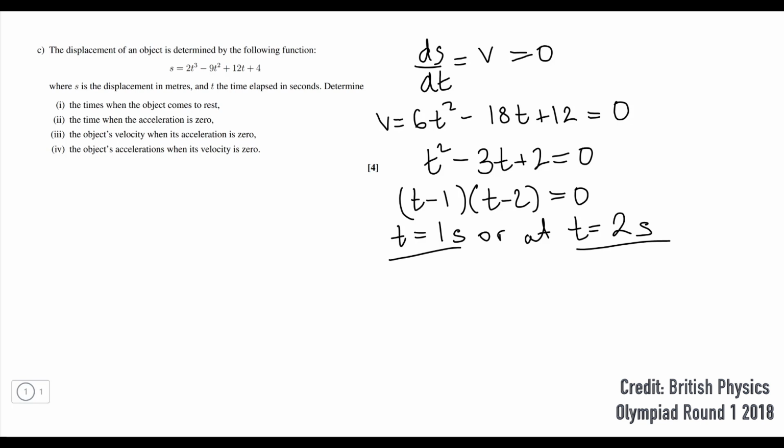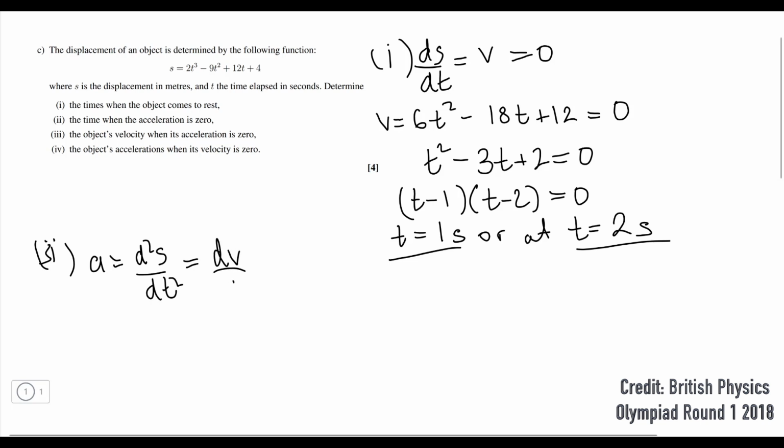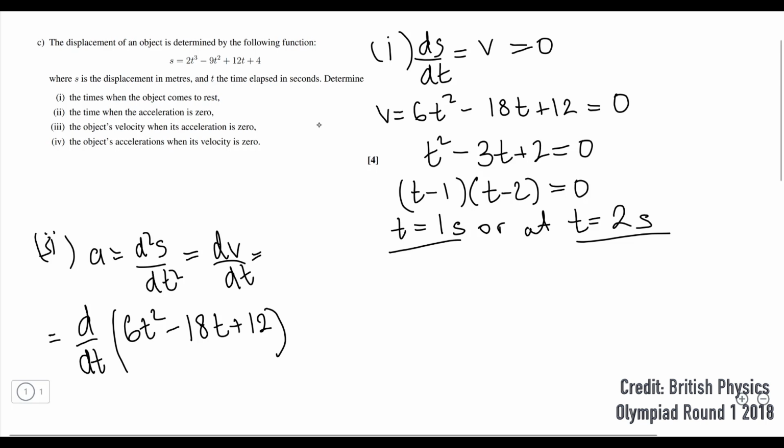Okay. And the next one, the time when the acceleration is 0. So this here was part I. The second part, II, we're going to be looking for the acceleration. Now, the acceleration, as we said, is equal to the second time derivative of the displacement, which is also equal to the first time derivative of the velocity. In other words, we need to differentiate this expression yet again with respect to time. Well, this is going to give me 12t take away 18, and this is essentially my acceleration.